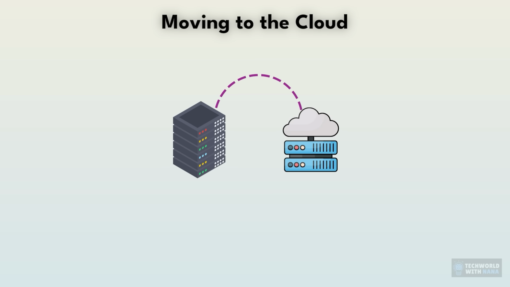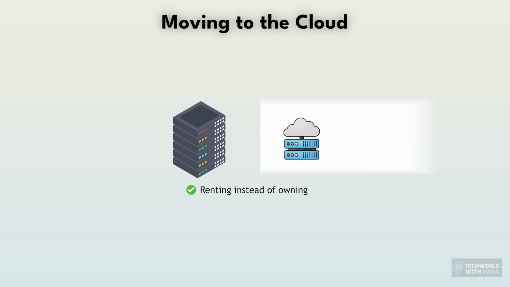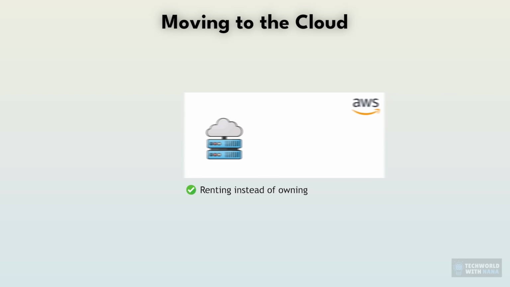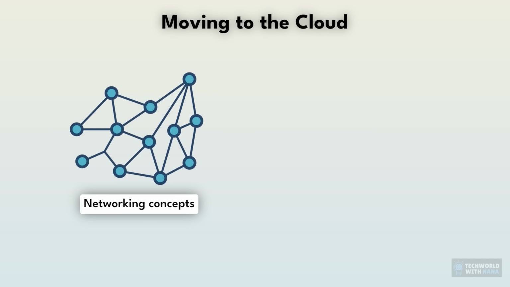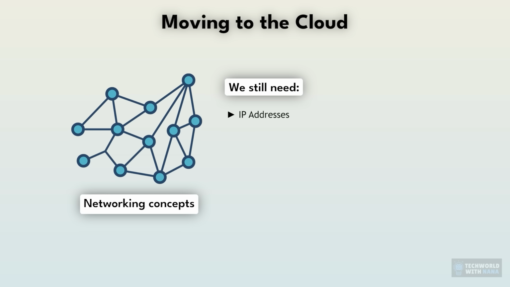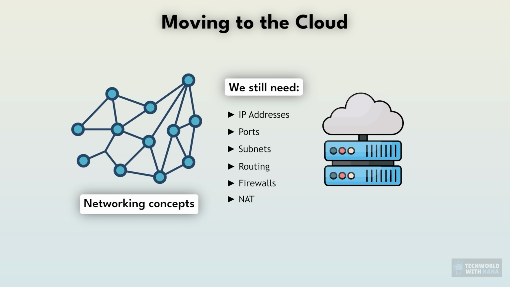The cloud means we're renting computing resources instead of owning them. So someone else manages the hardware and we can increase or decrease capacity in minutes now instead of weeks. But here is an important part. The networking concepts we learned do not change. We still need IP addresses, we still have ports on servers, we still have subnets, routing, firewalls, and NAT. The cloud just provides these as managed services.